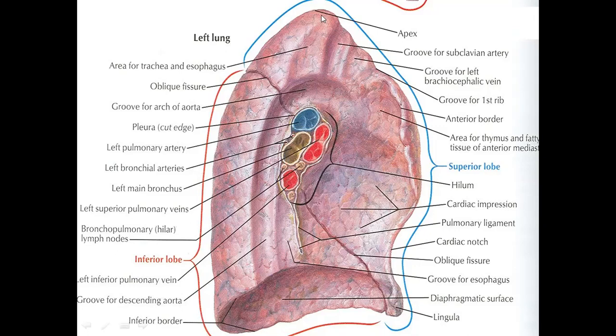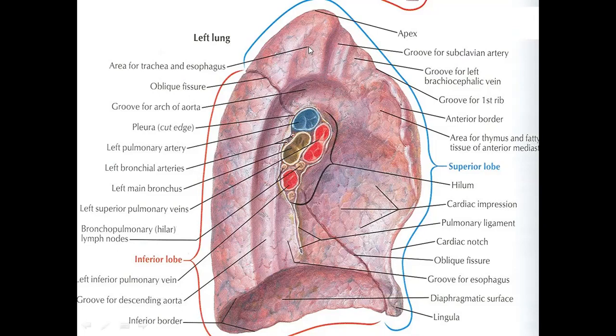Now this is the apex of the left lung. This is the base of the left lung, which is resting on the diaphragm. This is the diaphragmatic surface. So in the same way here, there are three borders, three surfaces and so on. We will just revise what are the impressions on the mediastinal surface of the left lung. So we can start from here. This is the area of the trachea and esophagus. This is the groove for the subclavian artery. So this structure we have seen on the right lung also.